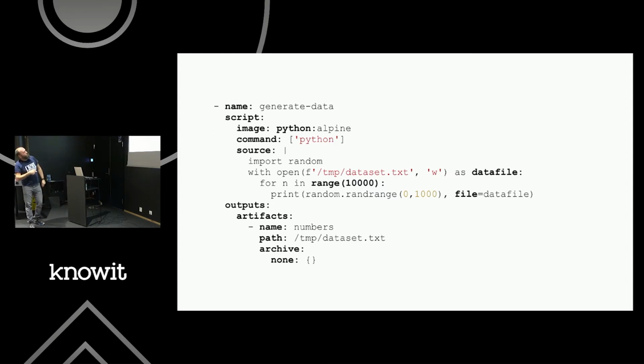And then there are some outputs here, and we call this numbers, and this was defined in the DAG above. We take numbers from /tmp/dataset.txt. So that's basically how it works. This last part is just because Argo supports compression of artifacts, and this is just a way to disable the compression.